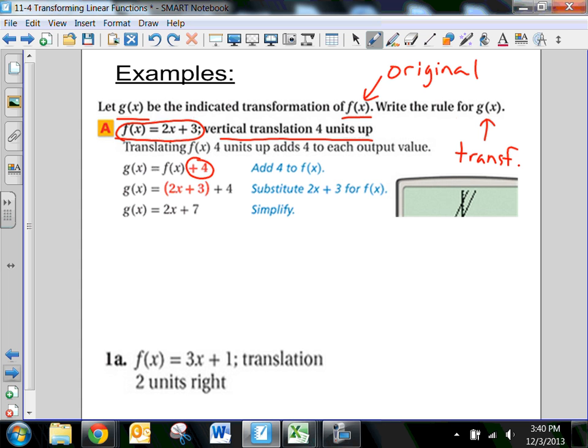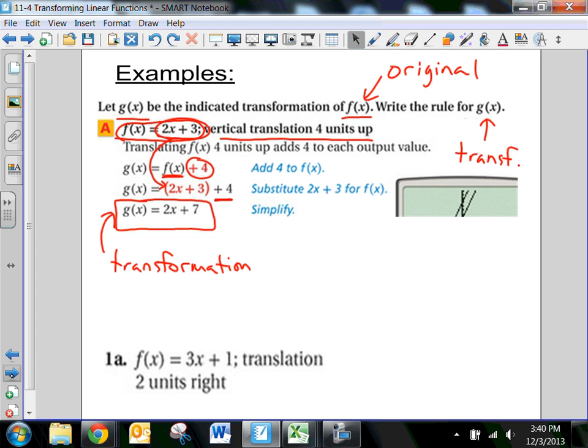Now it told me that f of x right here was the same thing as 2x plus 3, so I'm going to plug 2x plus 3 in right there, and I still have the plus 4 on the end. And then to get g of x, I'm just going to simplify that equation and make it 2x plus 7. So we get our new translation or transformation as 2x plus 7.